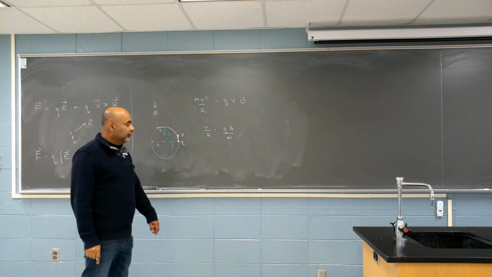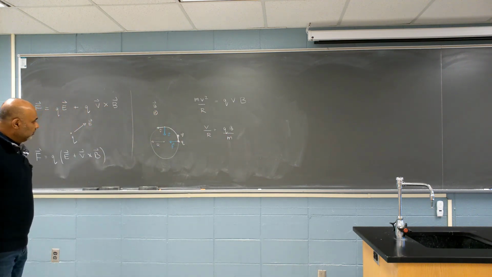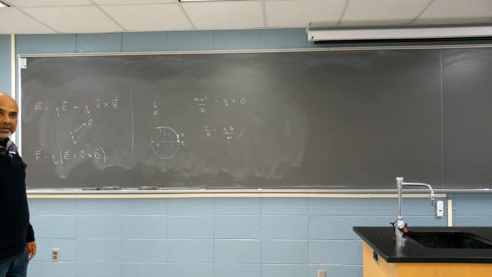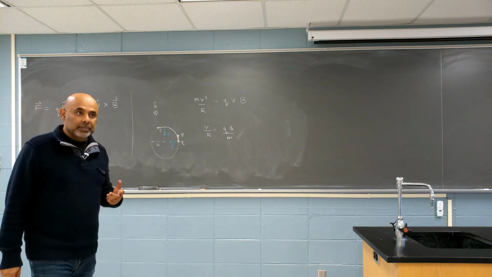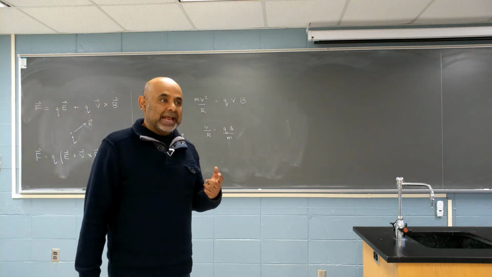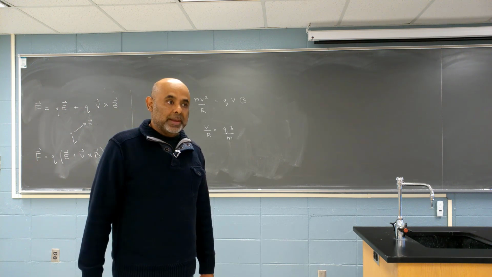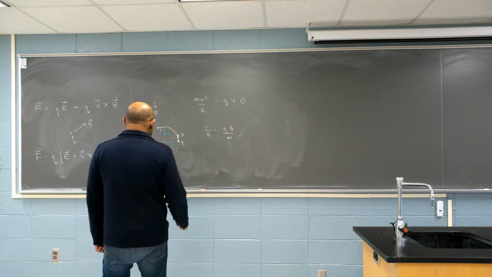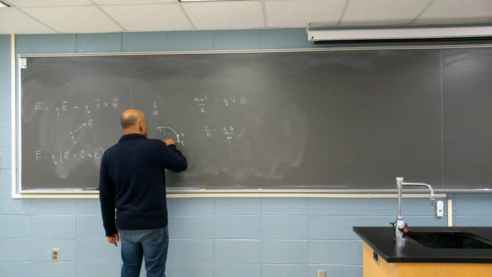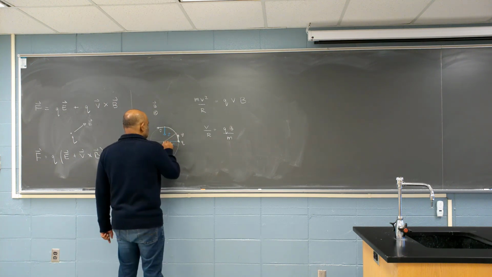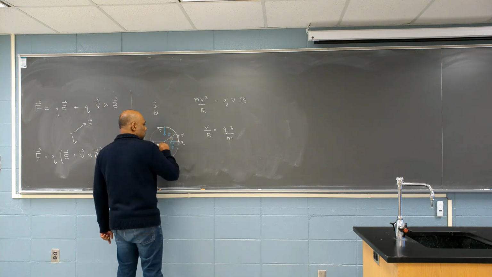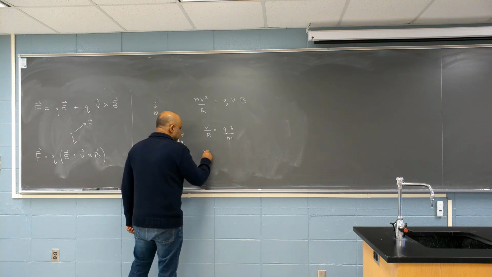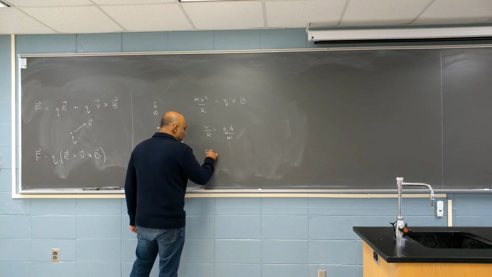So I can then write this as v over r equals qB over m. If things are moving in a circular path, there's a relationship between velocity and angular velocity, omega. Do you recall what that is? R cross omega is v. In magnitude, v is nothing but r omega.